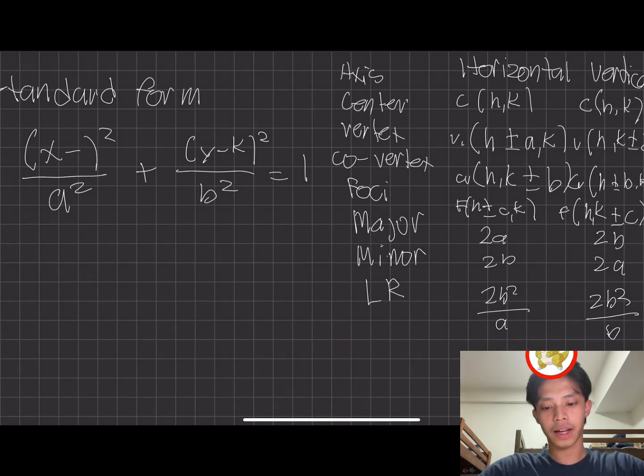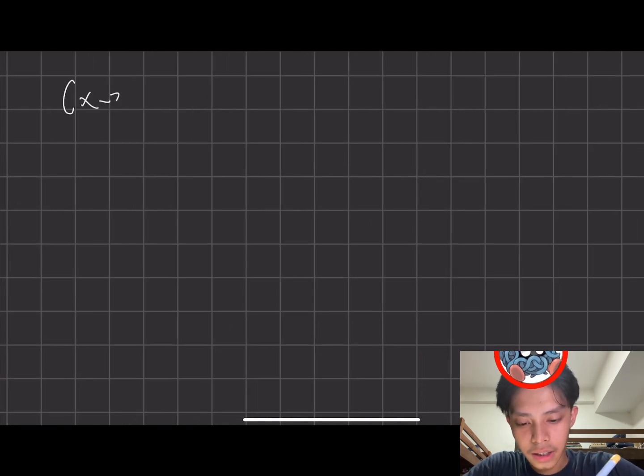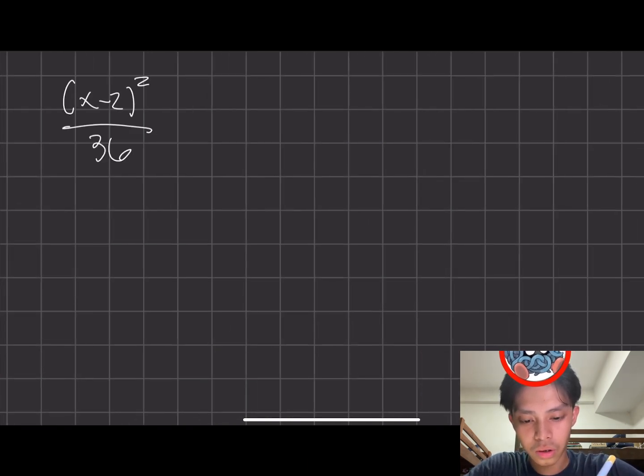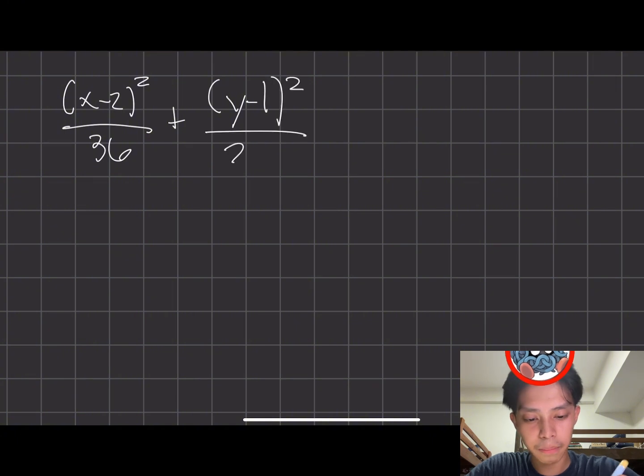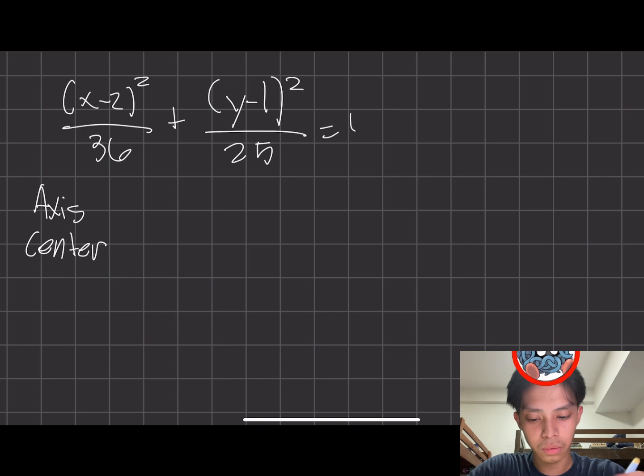And now let's find its properties. So we have an example problem here: (x minus 2) squared over 36 plus (y minus 1) squared over 35 equals 1. So let's find first the axis.